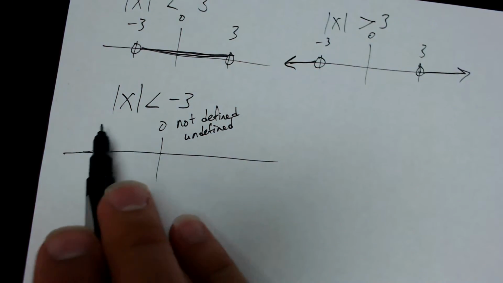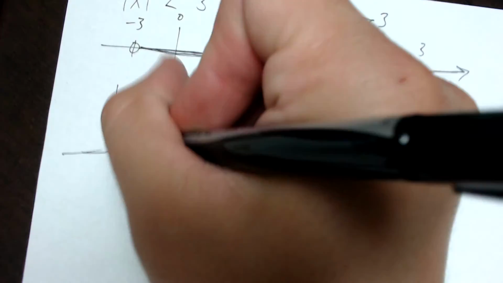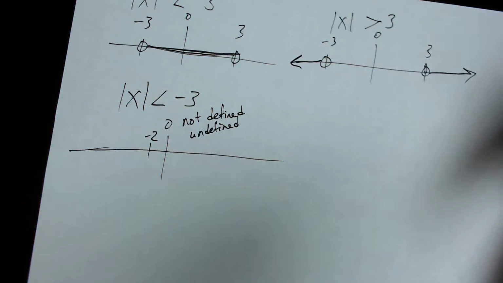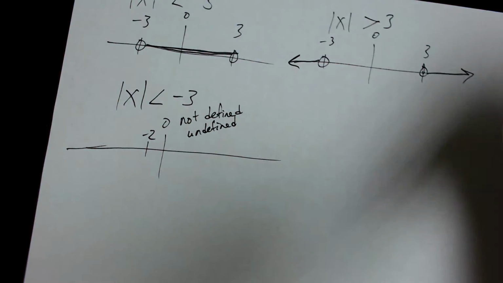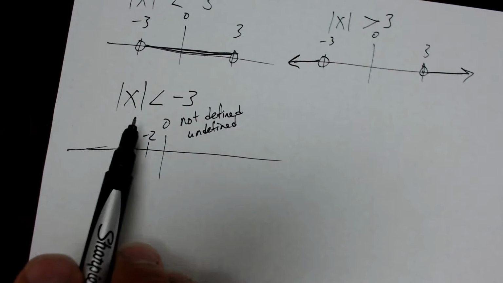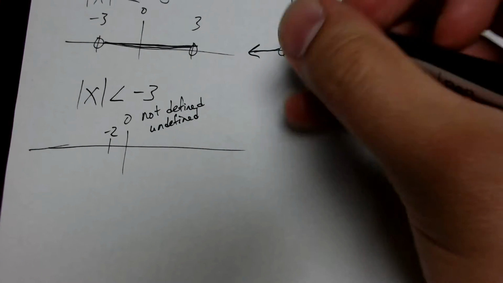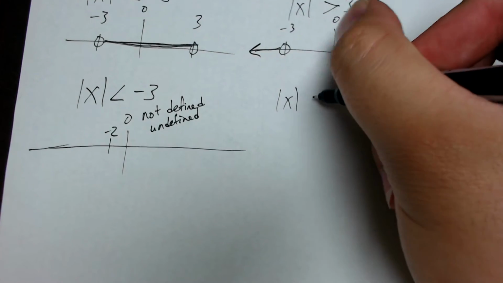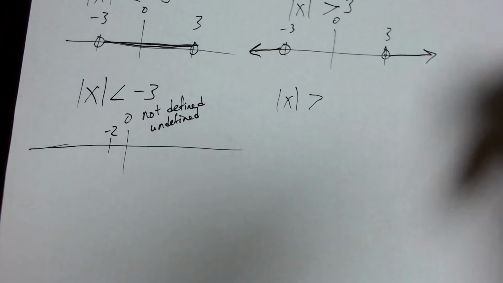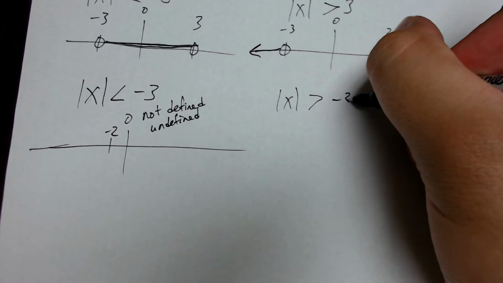Because if you look, whatever number we plug into this, even if we were to plug a negative 2 in here, it would then become positive 2, which would then be greater than negative 3. There's no way you're going to get a negative absolute value. So that's the problem with absolute values to negative numbers. If they're less than, then they're not defined. Now what if we have an absolute value to a negative number, but it's greater than? So x is greater than negative 3.